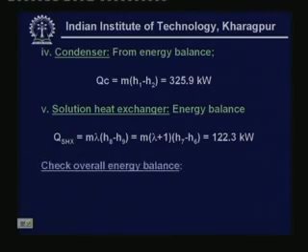And so, we got all the required energy transfer rates across each component. You can check the overall energy balance. What is the overall energy balance?